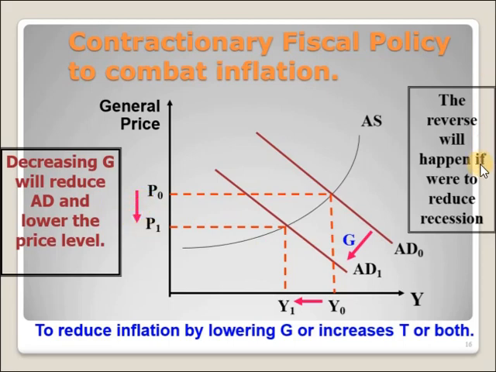The reverse will happen if we were to reduce recession. For example, P1 is recession. Government wants to increase the economic growth from P1 to P0. So government will increase G.